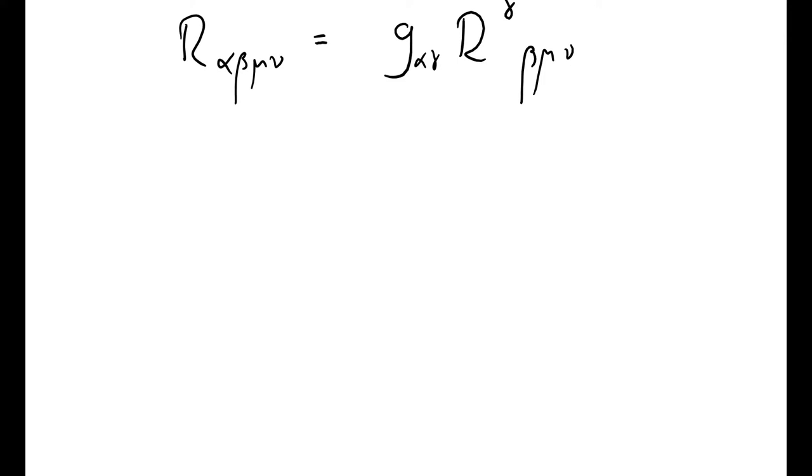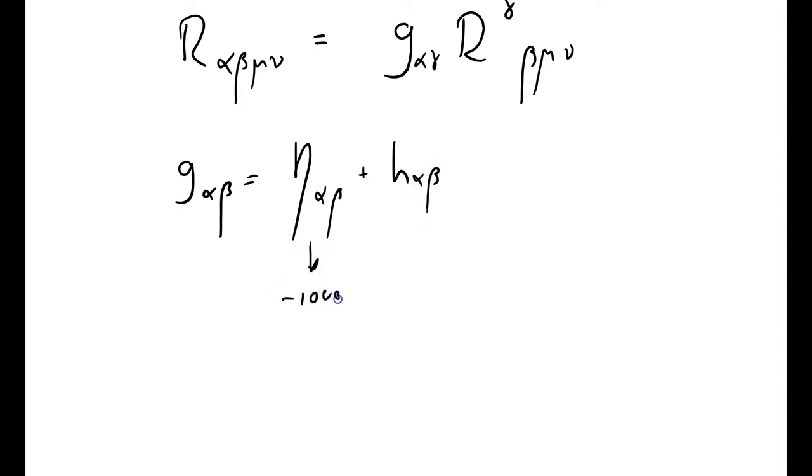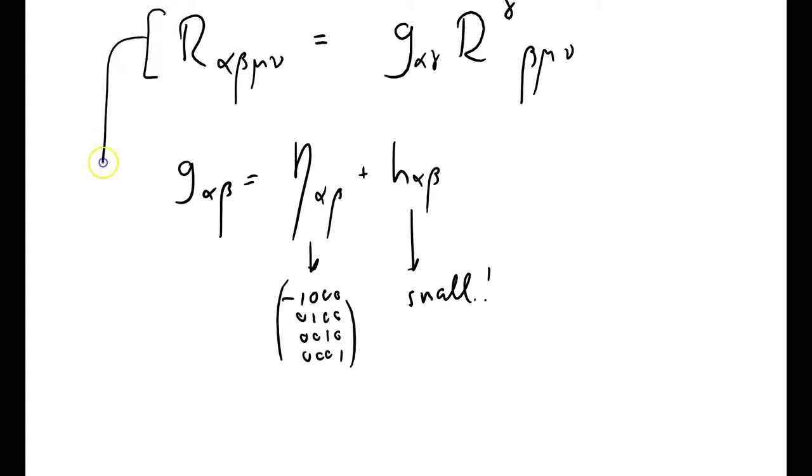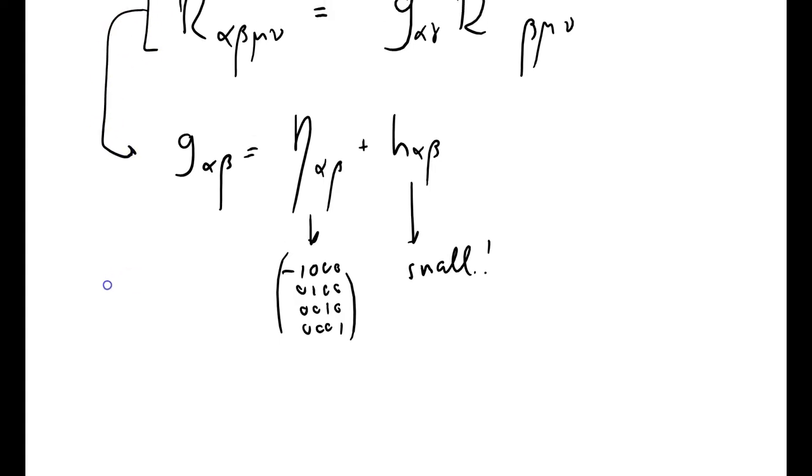But I'm going to evaluate it to first order, so I'm going to assume that g_{alpha beta} equals eta_{alpha beta} plus h_{alpha beta}. So this thing here is minus 1, 0, 0, 0, 0, 1, 0, 0, 0, 0, 1, 0, 0, 0, 0, 1, plus something small. It's small and its derivatives are small. So can I use that approximation to evaluate this thing here and make it a bit simpler? Well, the answer is yes, we can.